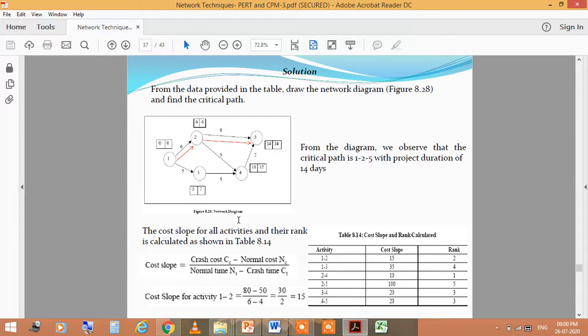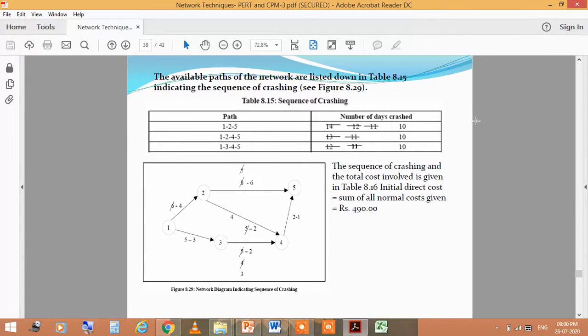Next, the cost slope for all activities and their rank is calculated as shown in this table. You can calculate the cost slope through this formula, as I have already discussed: crash cost Cc minus normal cost, divided by normal time minus crash time. So you can calculate it accordingly.